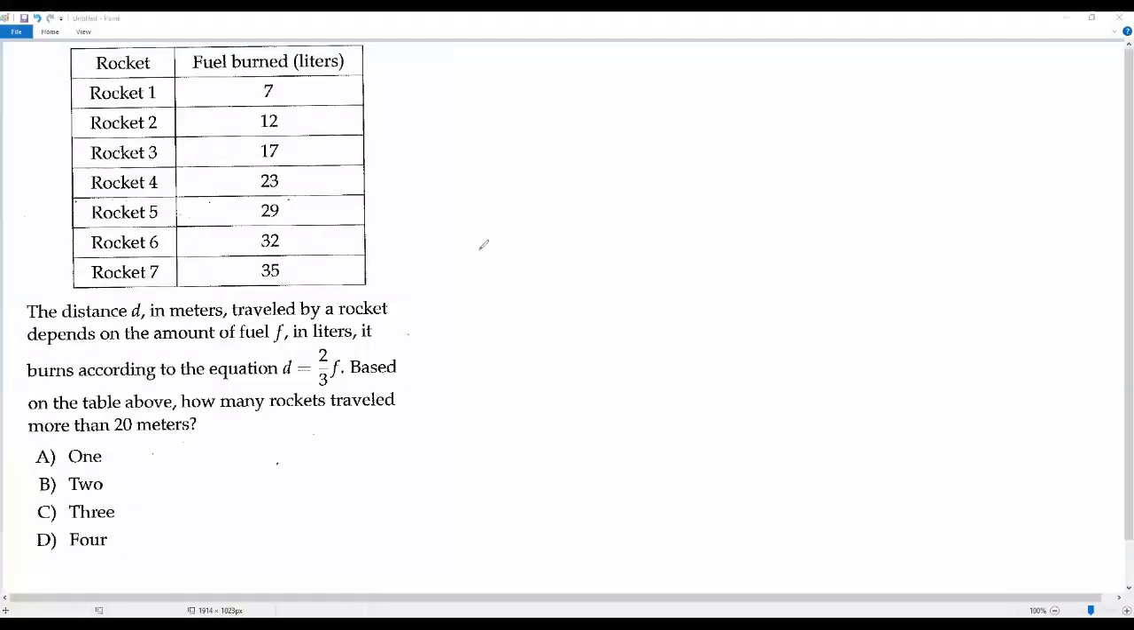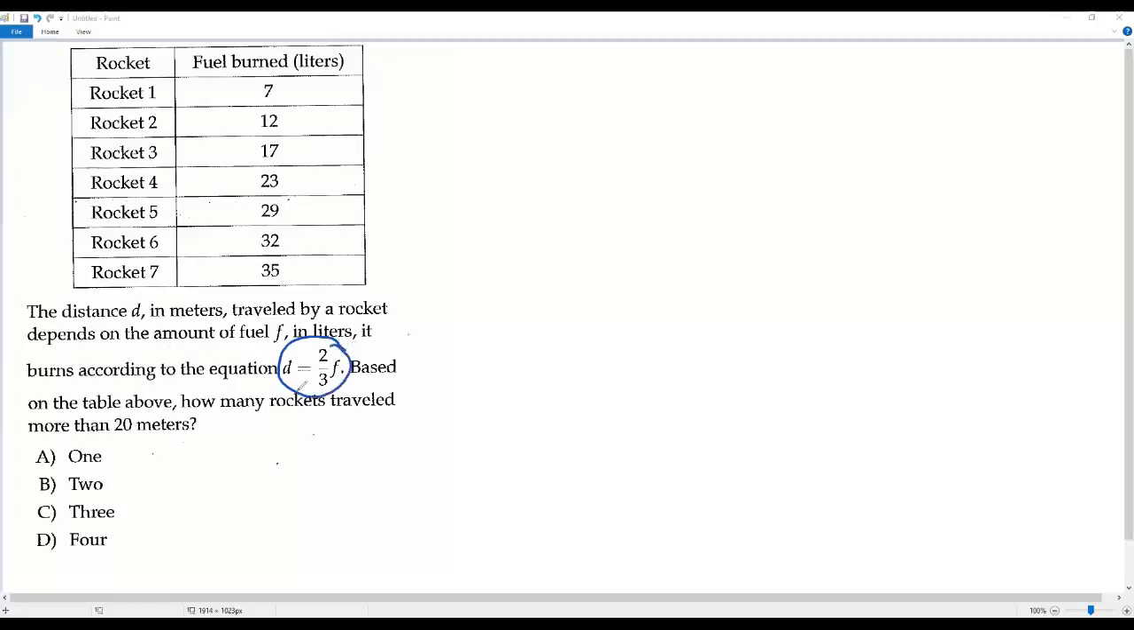Here we have a SAT math question. Here we have a table of data. Okay, let's read the information we have over here. The distance d in meters traveled by a rocket depends on the amount of fuel F in liters. It burns according to the equation d equals 2/3 of F. Based on the table above, how many rockets traveled more than 20 meters?